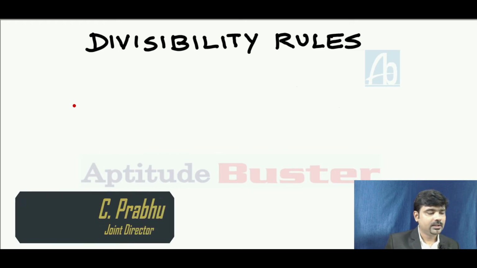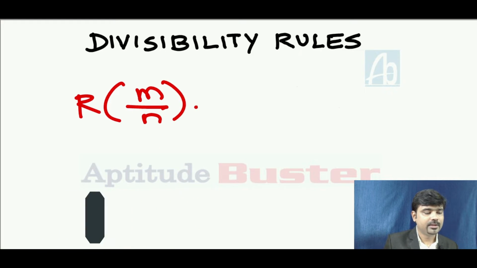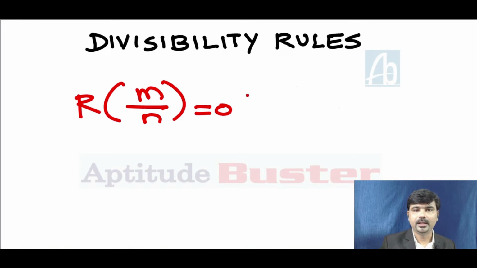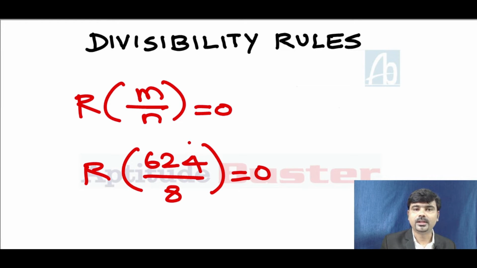Divisibility rules. If I take a number m and divide it by n, and the remainder is 0, then m is divisible by n. For example, if I take 624 divided by 8 and the remainder is 0, that means 624 is divisible by 8. Now we are going to discuss the divisibility rules for numbers.